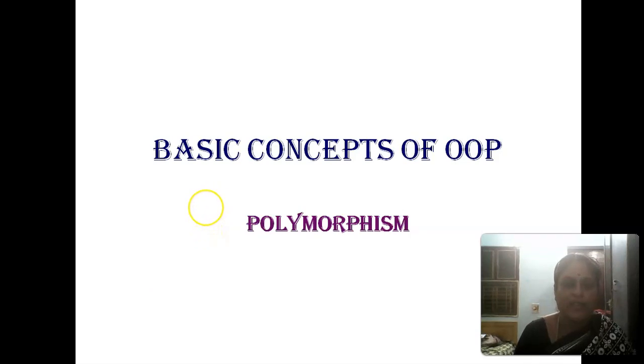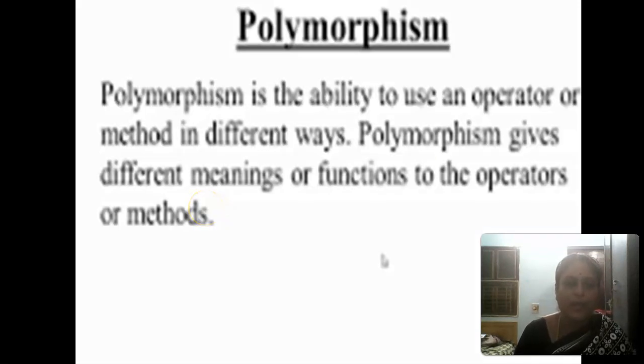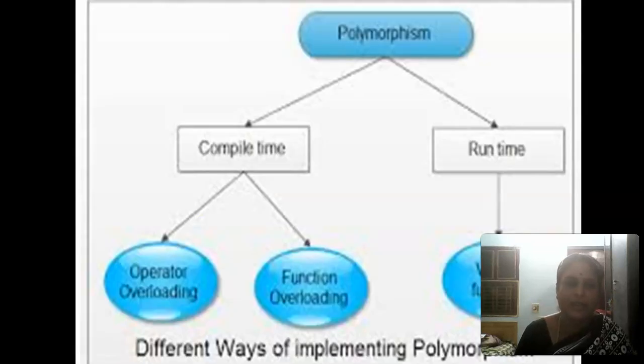The next basic concept is polymorphism. Polymorphism is the ability to use an operator or a method in different ways. Poly means many and morph means taking different forms. Polymorphism gives different meanings or functions to the operators or methods. You can use an existing operator and overload a few more meanings onto it. Likewise, one function can be overloaded with many meanings, and the difference lies in the number of arguments or the data type of the argument.